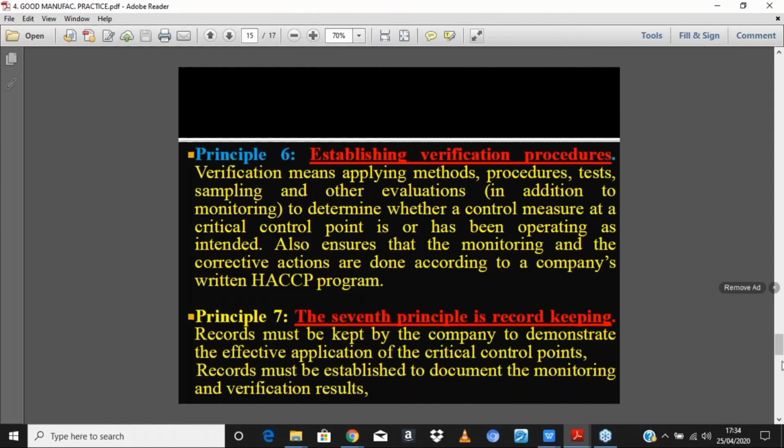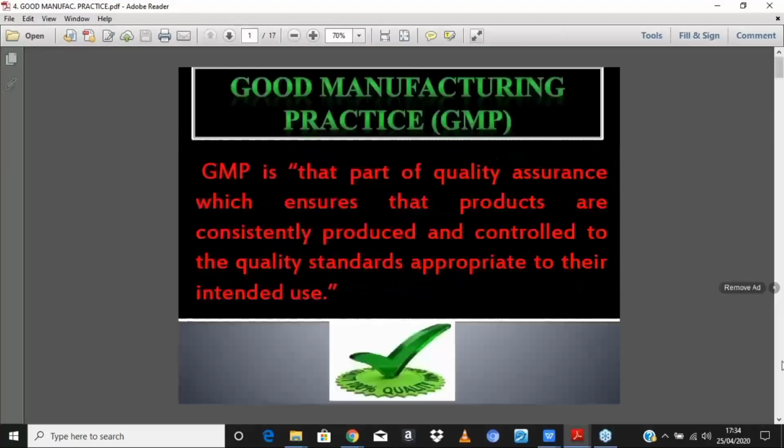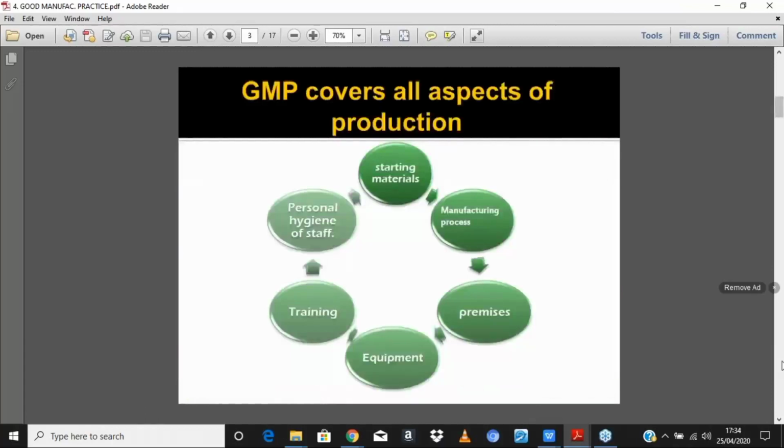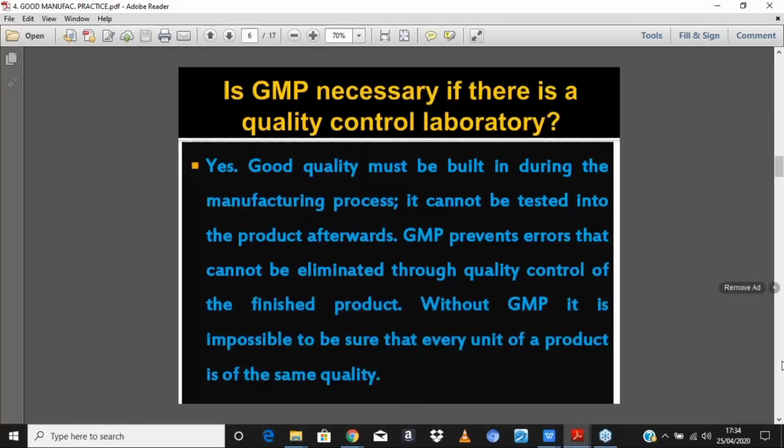So let me go over them all over again from the beginning, starting with good manufacturing practice. We said good manufacturing practice is that part of quality assurance that ensures that our products are consistently produced and controlled to the quality standard for their use. It entails 6 major areas: the starting materials must be checked, the manufacturing process, the premises, the environment of the production process, the equipment being used, proper training and personal hygiene.